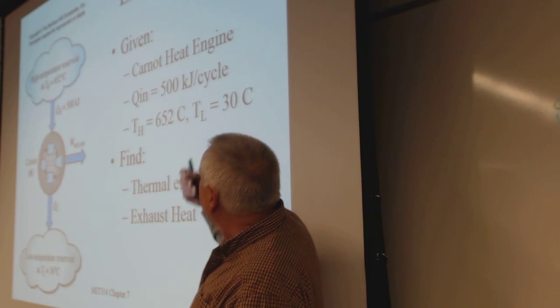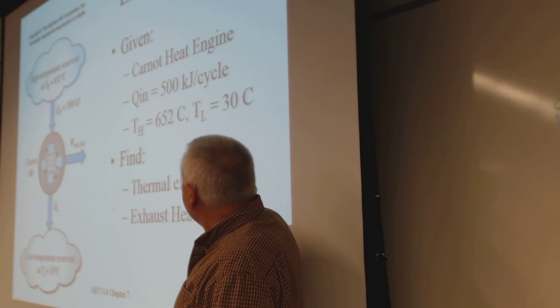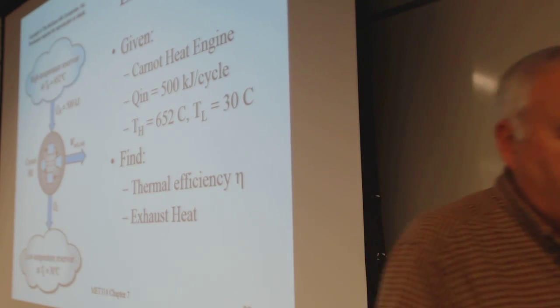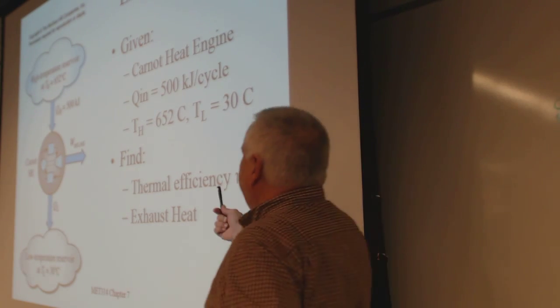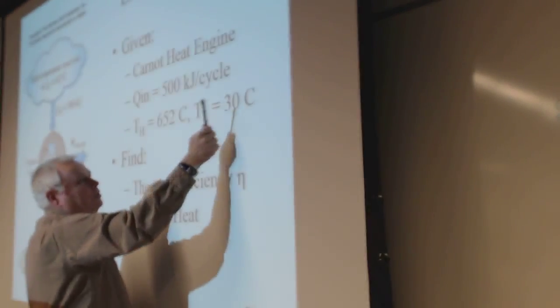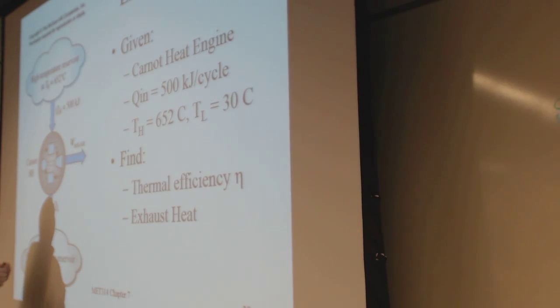I have a problem here. There's a Carnot heat engine, and there's some things you want to find here. We're going to do an example of that. So, it has a high temperature reservoir, 652 degrees centigrade, kind of funny number, and the low temperature is room temperature, basically, which is usually the case.